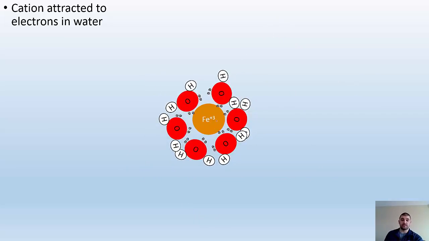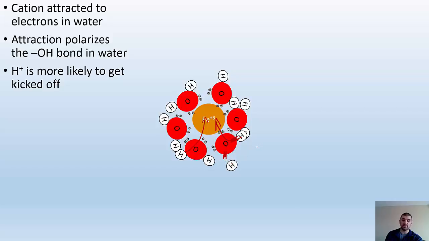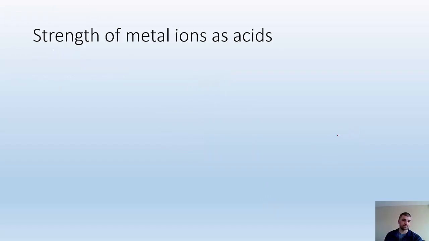Right, so I'm going to get something that looks like this. The attraction polarizes the OH bond. So like this iron is positively charged. It's going to be pulling electrons towards it from all of the oxygens, right? Which is going to polarize each of these oxygen-hydrogen bonds, which will weaken it. So now H plus is more likely to get kicked off, and that's what's going to happen. Hydrogen will get kicked off, give you H plus in solution. The pH is going to go down and become more acidic because of that.